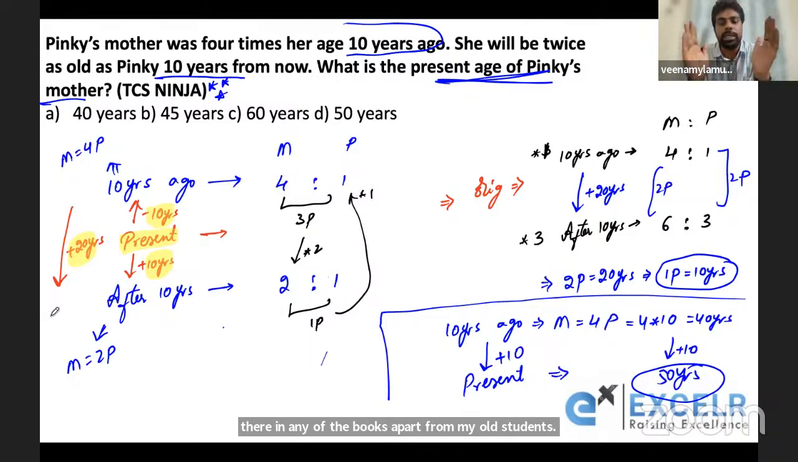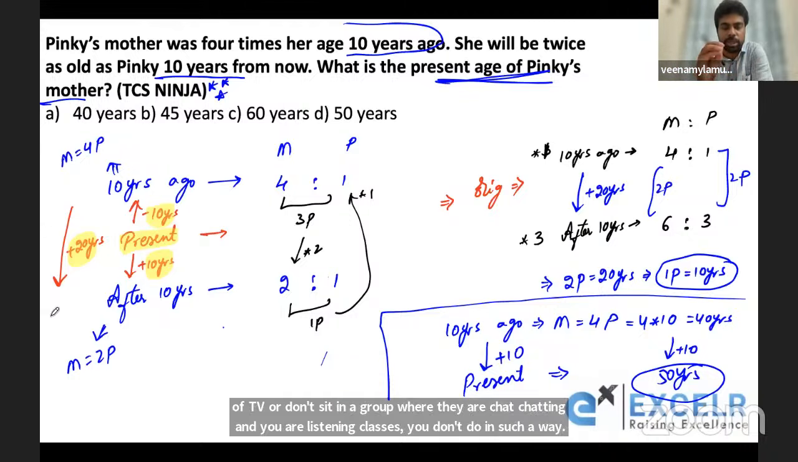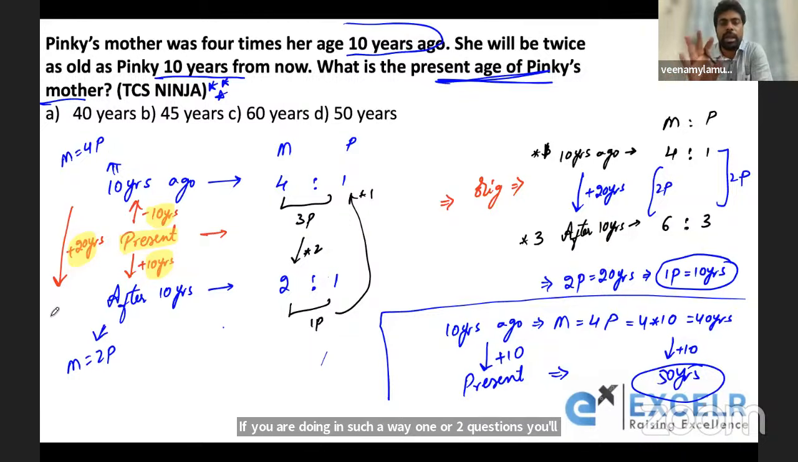Okay. So what I suggest is, I want everybody to take the classes very seriously, sit in an ideal place, or else if you are doing group study, all of you sit together, turn off all your other things. Don't sit in front of TV or in a group where they are chit chatting while you are listening to classes. If you do that, for one or two questions you'll have patience and you'll listen. After that, you'll lose your concentration. In my classes, you have to apply your mind and then solve. Then only you'll get the concept. In the examination, you'll know the importance of class.